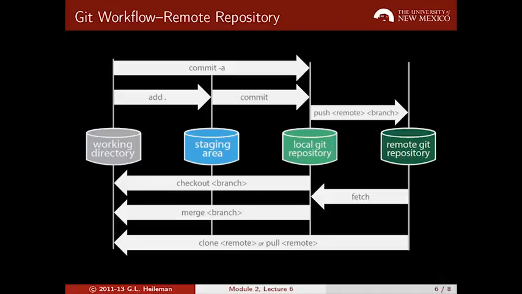I also showed this clone step here. The clone step is used to create the repository initially on your system. You do that once, and afterwards you can simply use pull commands to pull the remote Git repository onto your machine. So next, let's look at how you can work with a remote Git repository.